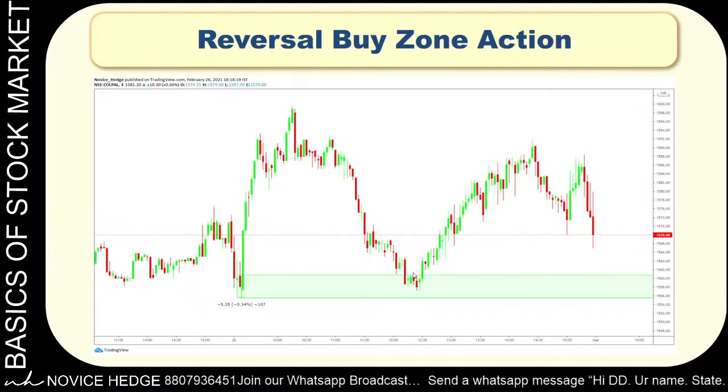So these things I have discussed in that video, how to draw zones. We'll be discussing that in today's session also. So this is how we will take the entry. Once the reversal buy zone action happens and the price comes back to the same level, during this time only we will take the trade.